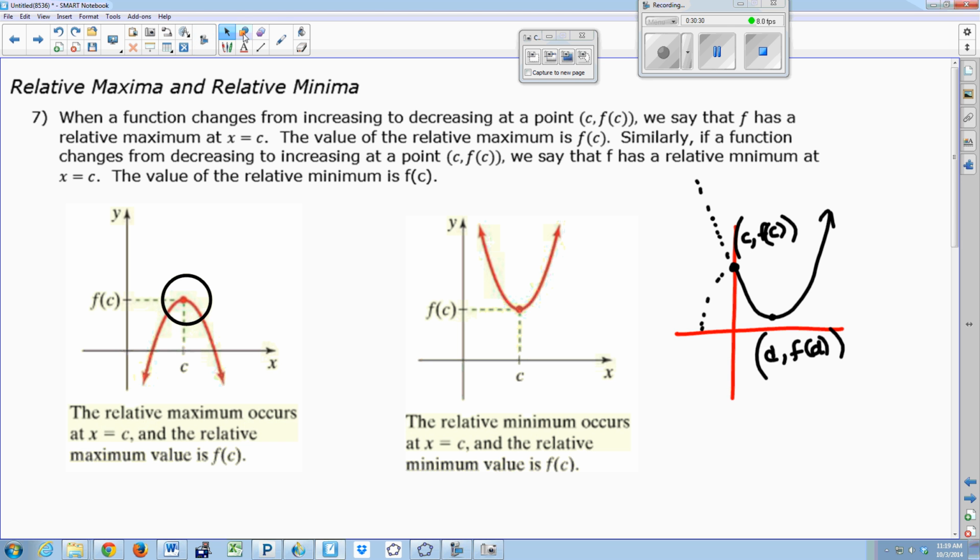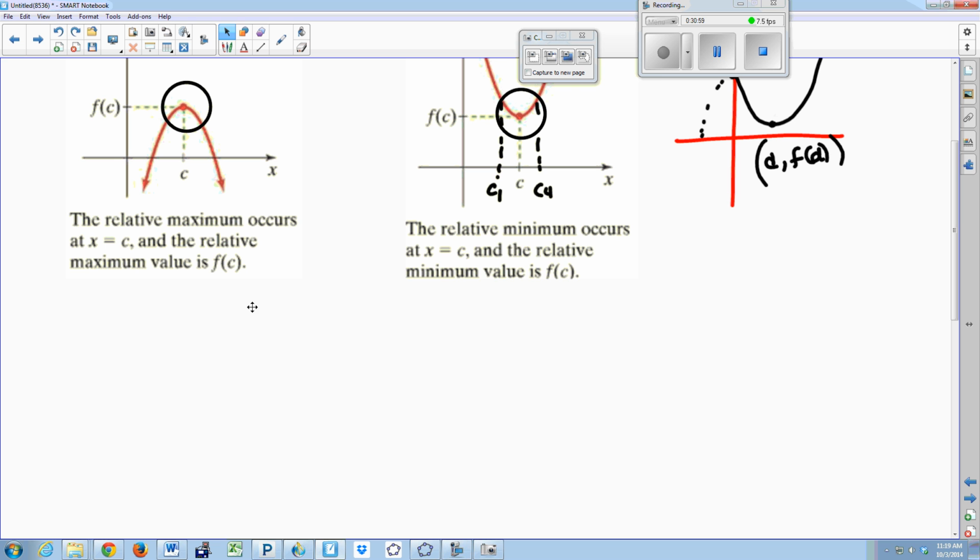And similarly over here, if I just put a little circle right around there, you notice that f(c), the value at the point c, is the lowest point over that interval. Wherever you define that interval to be, you could say it's c1 to c4. So over that interval, f(c) is the smallest value in that neighborhood. Okay, you just look on either side of it.